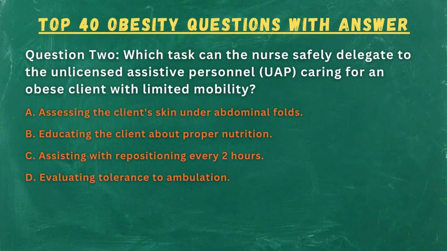Question 2. Which task can the nurse safely delegate to the unlicensed assistive personnel, UAP, caring for an obese client with limited mobility? A. Assessing the client's skin under abdominal folds. B. Educating the client about proper nutrition. C. Assisting with repositioning every 2 hours. D. Evaluating tolerance to ambulation.